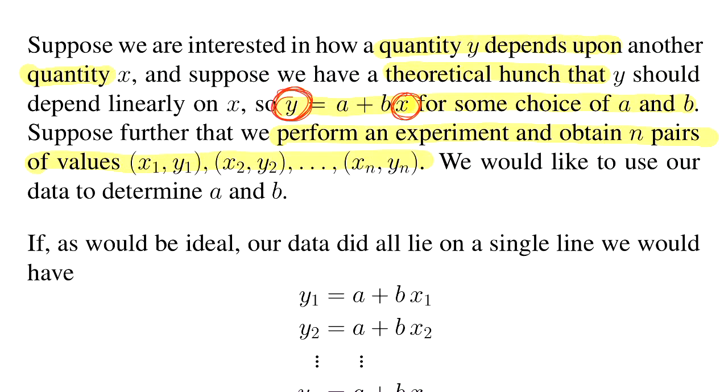You would like to check whether or not the data actually do lie on a straight line, and also, assuming they do, you want to find the A and the B. So how would you do that? Well, you do a bunch of measurements, right? Run a bunch of experiments.